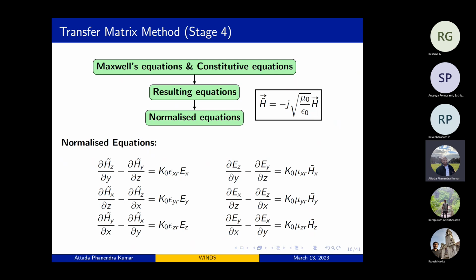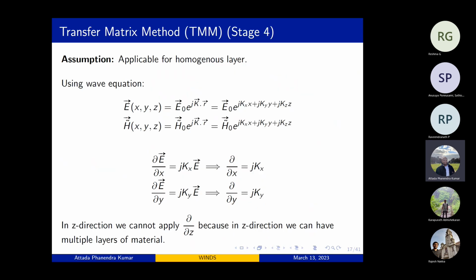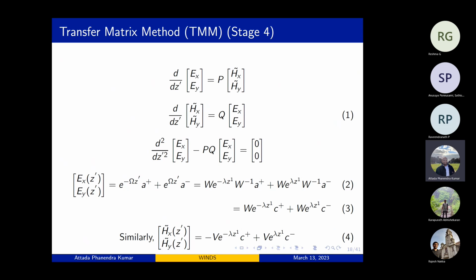By using Maxwell's and constitutive equations, we will be getting some normalized equations. Here you can see these are the partial differential equations, 6 partial differential equations. We will further reduce it using the transfer matrix method, which will be applicable only for homogeneous materials. As we have already homogenized our material, this assumption will be perfectly valid for using this transfer matrix method. So we can reduce it to second order differential equations.